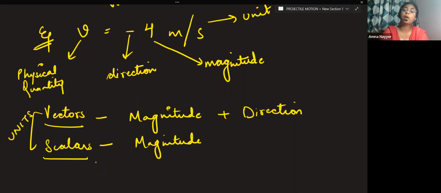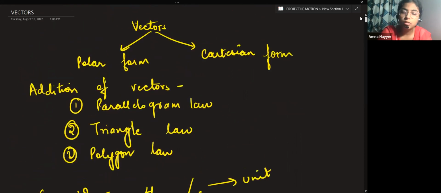But what about the direction? How to find this direction? So the direction is mainly given by the vector laws. These are the 3 vector laws that you have to study. Out of these 3, parallelogram law is the most important law. Parallelogram law will be used everywhere.